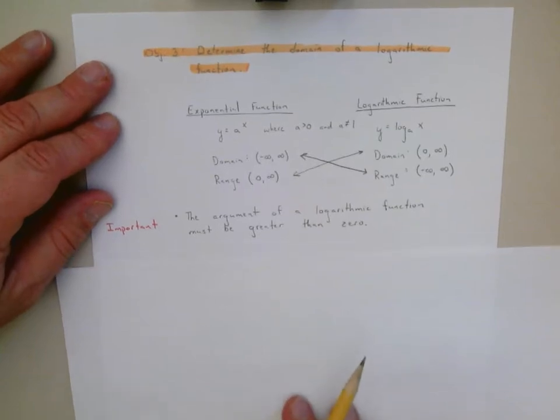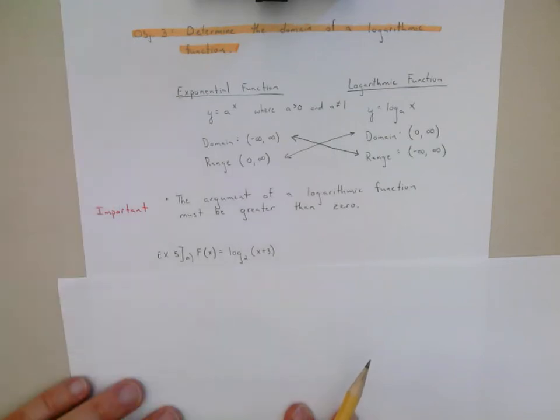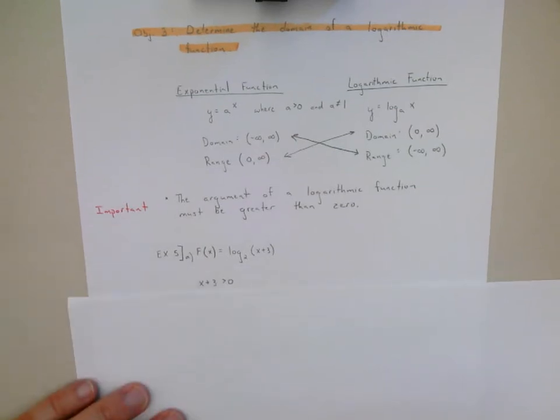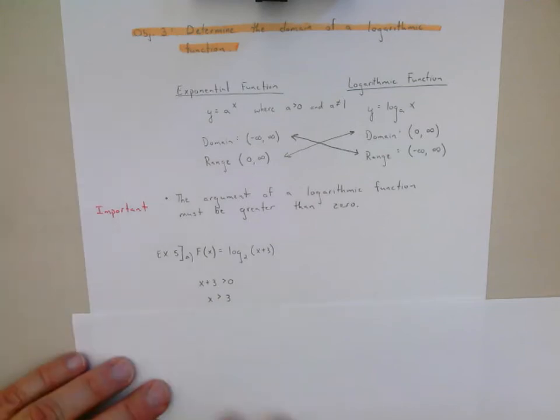So let's take a look at an example. We're going to look at 3 different functions and find each domain. The first is f of x equals log base 2 of the quantity x plus 3. The quantity x plus 3 is our argument. What's our domain rule for the argument of a logarithmic function? The argument of a logarithmic function must be greater than 0. So we can state that that quantity x plus 3 must be greater than 0. As a linear inequality, we can solve this by subtracting 3 from both sides, and we end up with x is greater than negative 3.